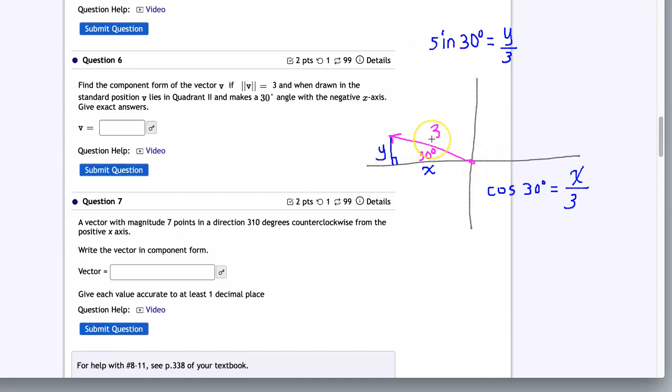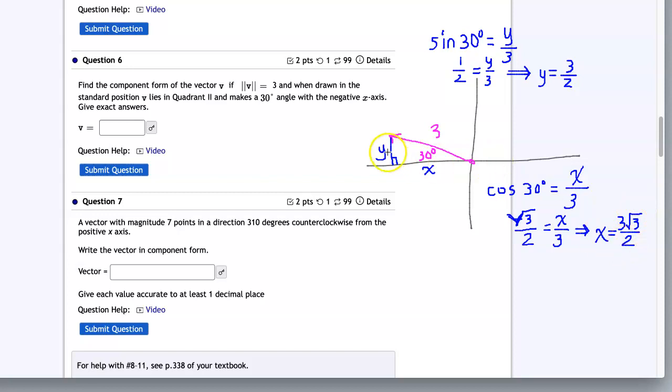In this triangle, the sine of 30 is equal to y over 3, and the cosine of 30 is equal to x over 3. And of course, we can replace these values. The sine of 30 is 1/2, and the cosine of 30 is square root of 3 over 2, and then we solve for the variables. And y is equal to 3/2 and x is equal to 3 root 3 over 2.